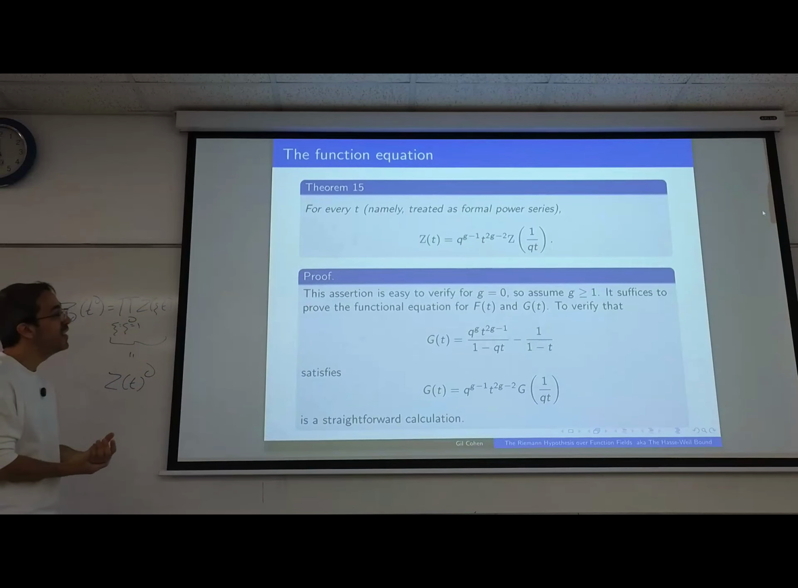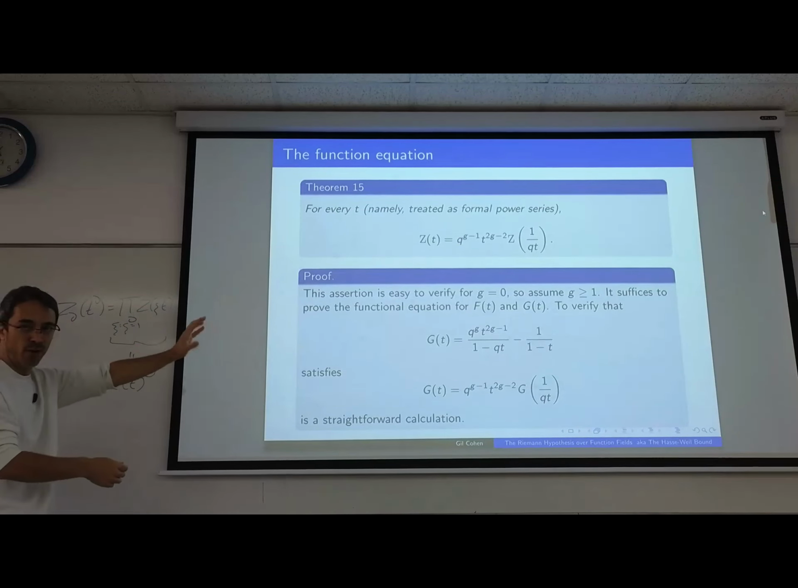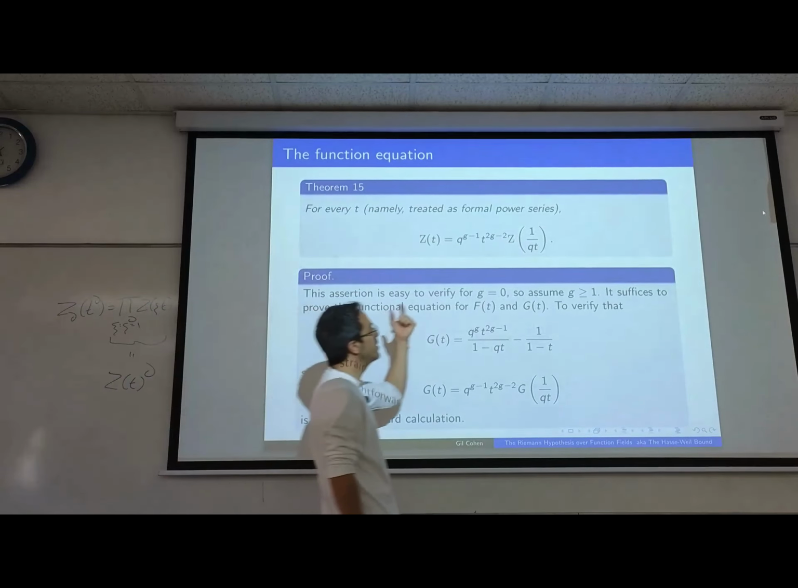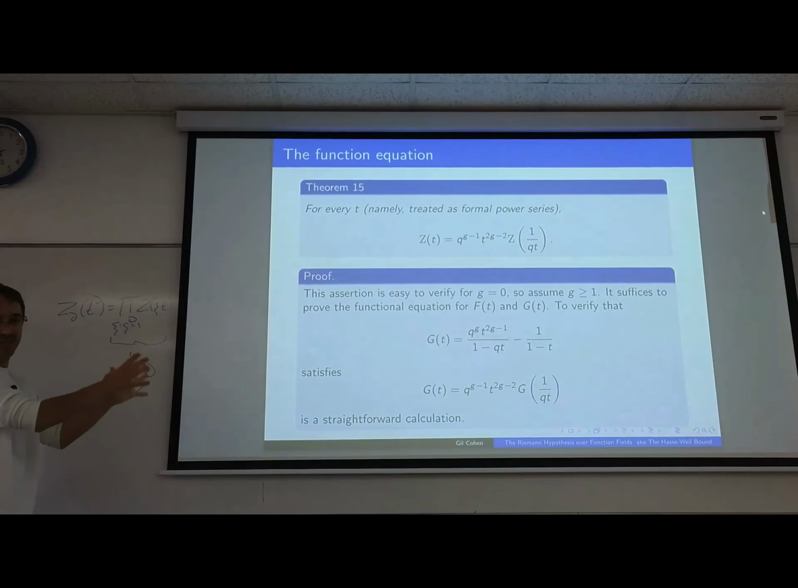So Z of T is, well, there's Q to the G minus 1, T to the 2G minus 2. T is the parameter. You need the degrees to line up correctly. And then you should evaluate Z at 1 over QT. And that holds as formal power series, not just a particular T. It's the same thing. And that's crazy that it's the same thing.